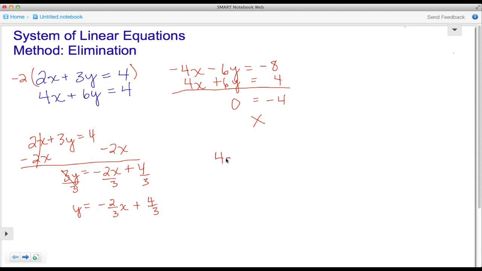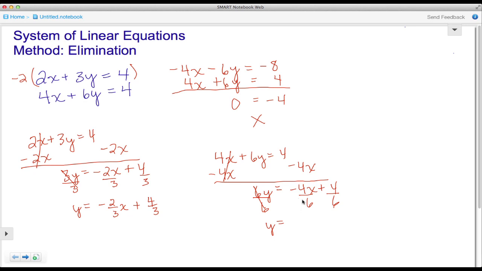And then let's take the second equation. 4x plus 6y is equal to 4. Let's subtract 4x from both sides. That cancels, leaving me with 6y is equal to negative 4x plus 4. And here I'm going to divide each term by 6. And here I get y is equal to negative 4/6, but that can be simplified down to negative 2/3 x. And this 4/6 can also be simplified down to 2/3. Alright, here I notice that both of these equations have a slope of, whoops, I forgot the x here. Both of these equations have a slope of negative 2/3.